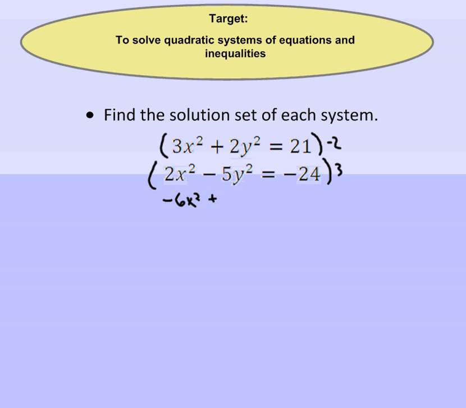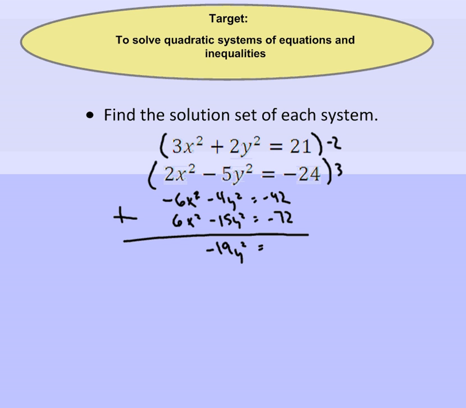So I have negative 6x squared minus 4y squared equal negative 42. And then I have positive 6x squared minus 15y squared equal to negative 72. Add going down, and what I have here is negative 19y squared equal to negative 114. When I divide both sides by negative 19, I get y squared equals 6. Don't expect everything to be perfect squares. When we square root that now, y is equal to plus or minus square root of 6.